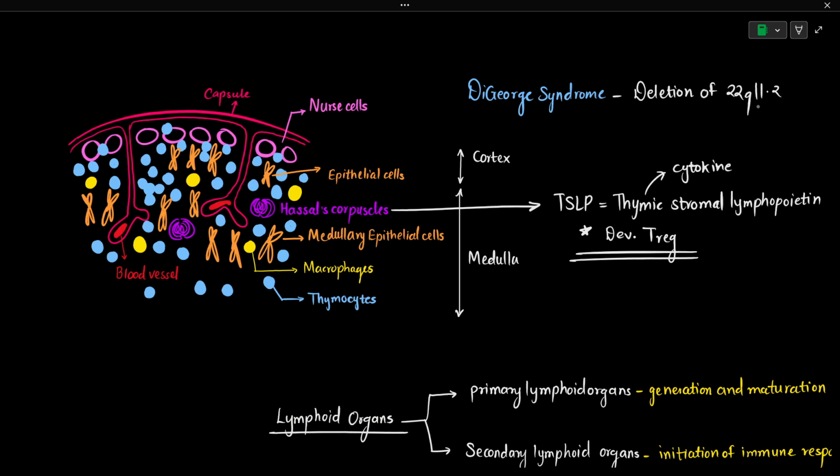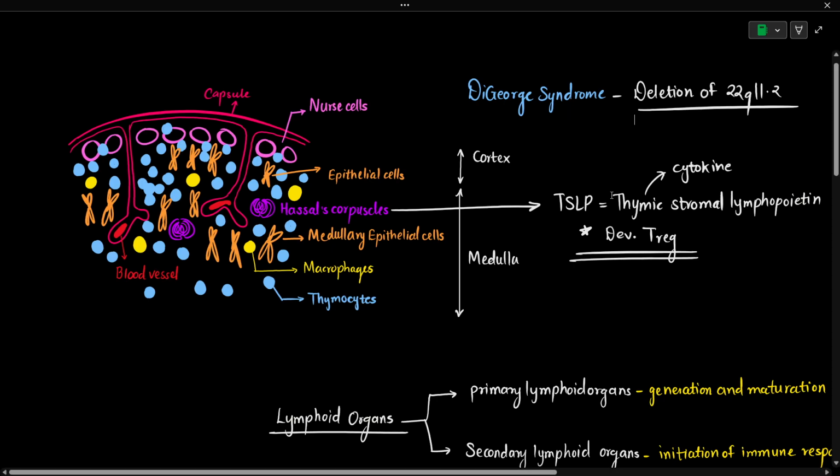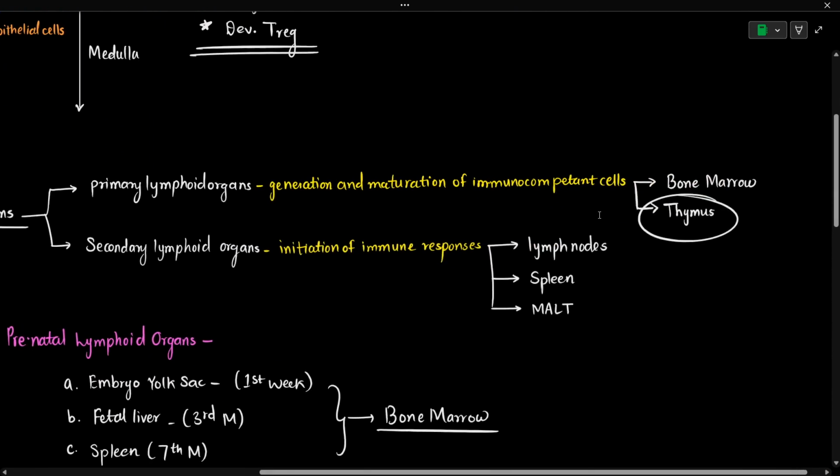So this is the particular region. If this gets deleted, this is present on the 22nd chromosome. So if this particular region gets deleted, it results in DiGeorge syndrome. In DiGeorge syndrome, there is a dramatic decrease in the T cells. So this is a congenital disease, and this is also a genetic disease with a syndrome where the number of T cells decreases dramatically. So this is how the thymus, which is a primary lymphoid organ, is going to help in the maturation of T cells.